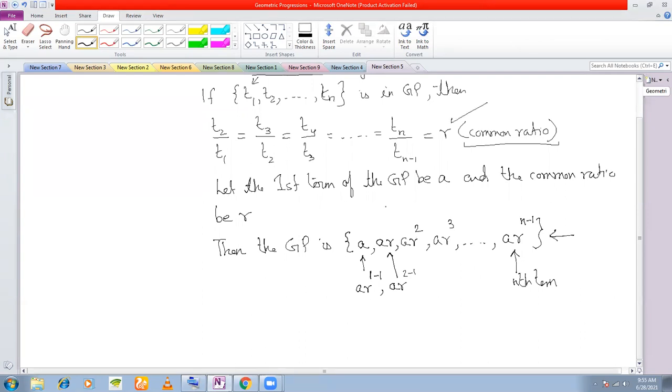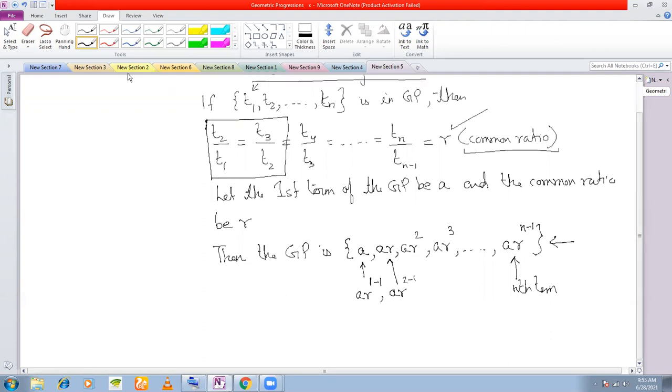And remember this, you can take out the common ratio in this manner. Okay, dividing second term by first term, third term by second term, and so on. Also, if three terms are given to be in GP, then you can use this also. T2 by T1 is equal to T3 by T2. That is, second term by first term must be equal to third term by second term. Okay, this we shall be using.